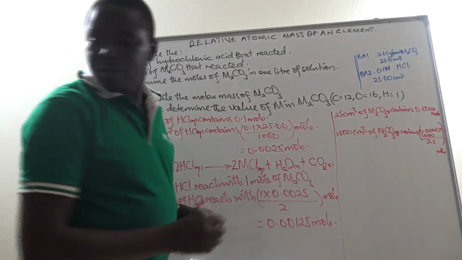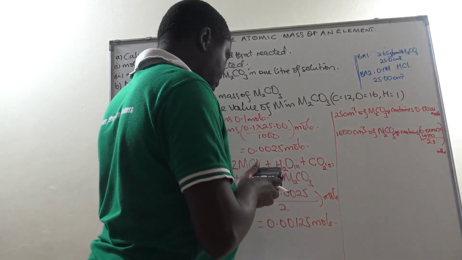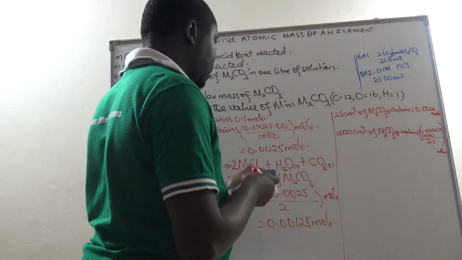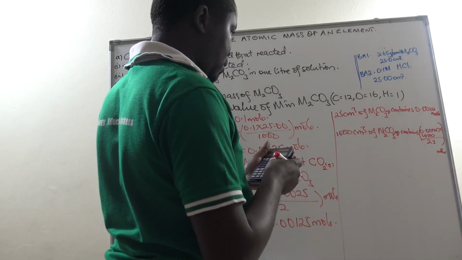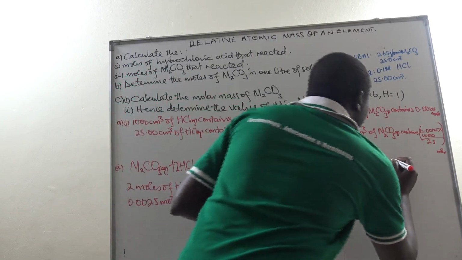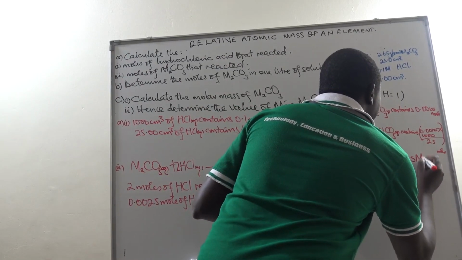So let us try to get our answer in this case. 0.00125 times 1,000, and we divide by 25. So we have got 0.05 capital M. That's our molarity.